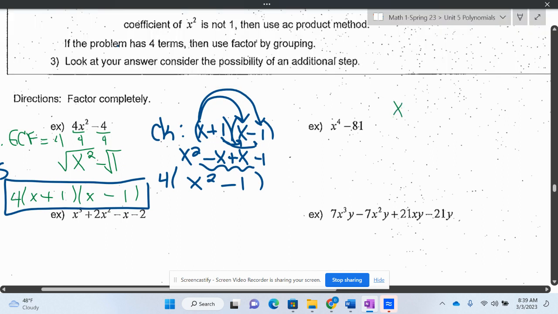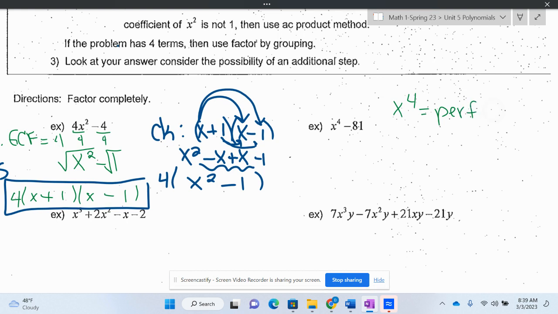Yes. X to the fourth is a perfect square. I'm going to write perfect square because the exponent is even. Whenever the exponent is even, that's a perfect square because that means you have to think about your exponent rules. So let's see. What is the square root of x to the fourth? That's just saying what number do I multiply by itself to get x to the fourth?